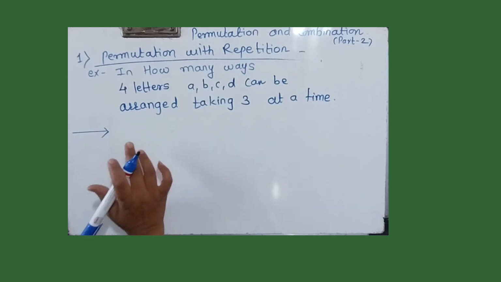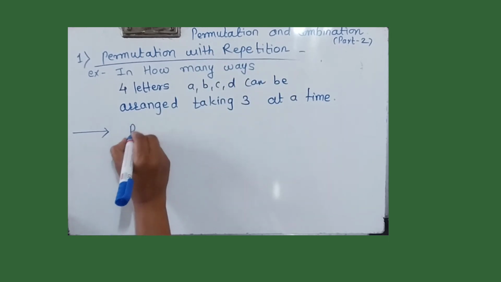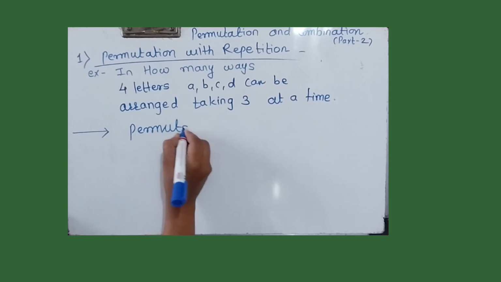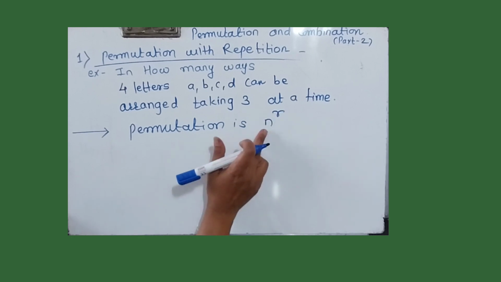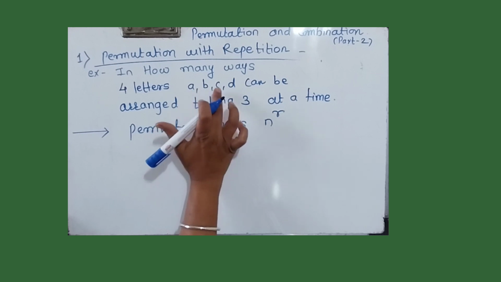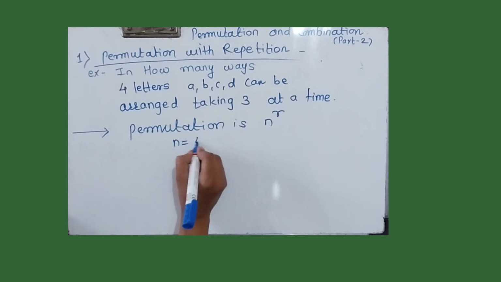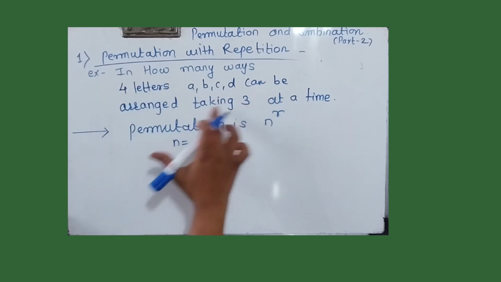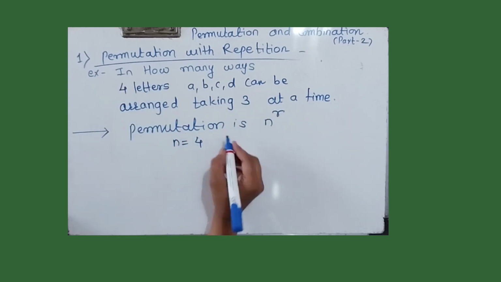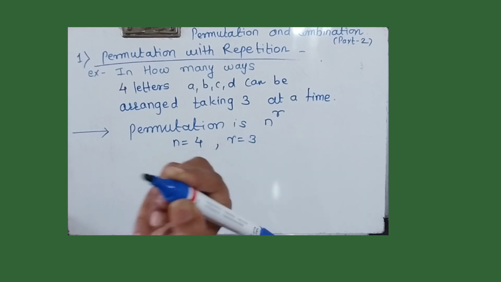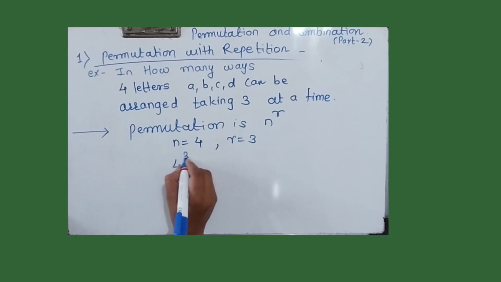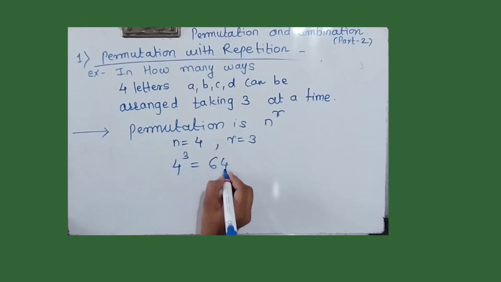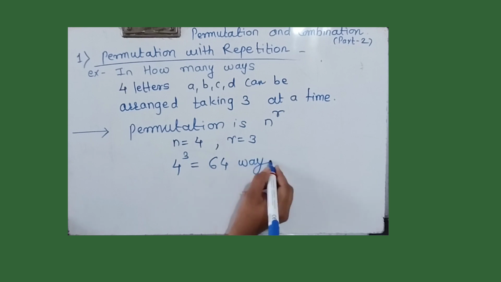So restriction is not here means what? With repetition. Clear? So permutation is n raised to r. What is the n? N is the number of objects. How many objects are there? 1, 2, 3, 4. So n equal to 4, and taking 3 at a time means r equal to 3. So our answer is 4 raised to 3. So it is 64 ways. Clear?